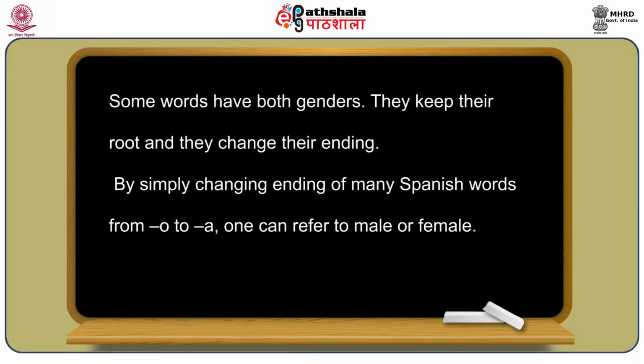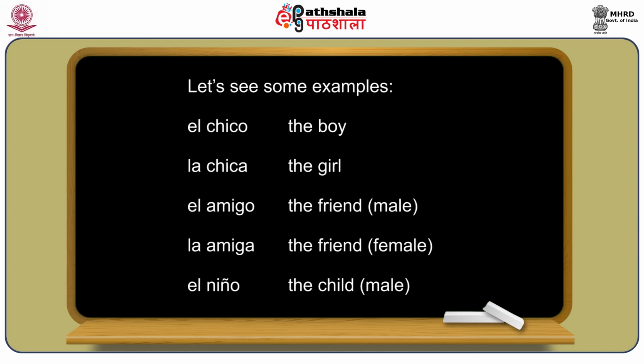Now, some words have both genders. They keep their root and they change their ending. By simply changing the ending of many Spanish words from O to A, one can refer to male or female. For example, if I say chico, it means boy. But if I say chica, it will mean girl. So el chico or la chica. Same way, if I say amigo, it means a male friend. But if I say amiga, it will be a female friend. Same way, niño means child. So if I say niño, it will be male child. And if I say niña, it will be a female child.